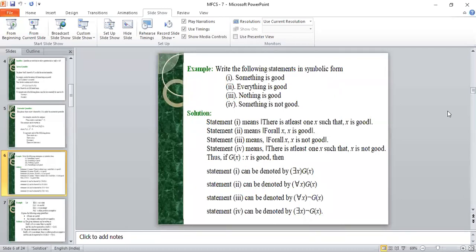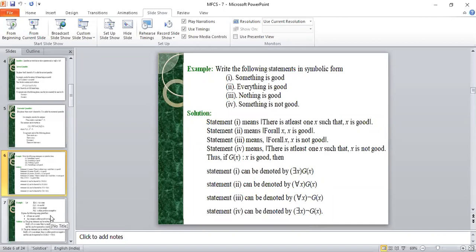So first given statement is something is good. Something refers to some part. So there exists x. So this is existential quantifier. In the second statement, everything refers to the whole part, so it means for all. So everything is good. So for all x, nothing is good. So for all x, x is not good. That is for all x. Not good means negation of g of x. Something is not good. Something refers to the existential quantifier. So there exists x, negation of g of x. Okay.